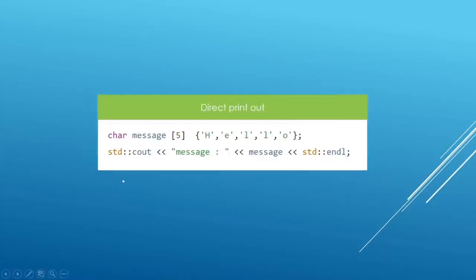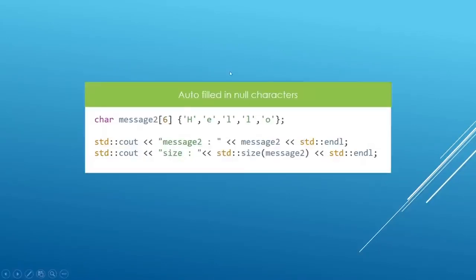Here we have specified the size to be 5, and we are putting in 5 elements, so we have no null character appended to this string. But here we have said that we can put in 6 elements, and we have only put 5, and the compiler is going to autofill in the null terminating character. These two things are different, and make sure you understand the difference.